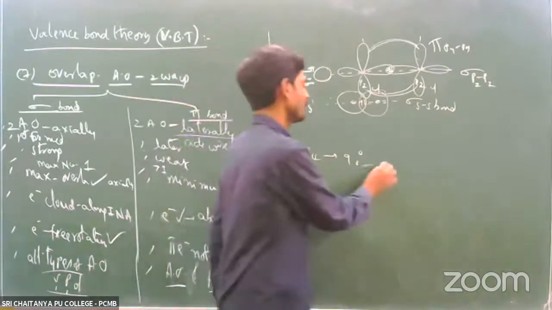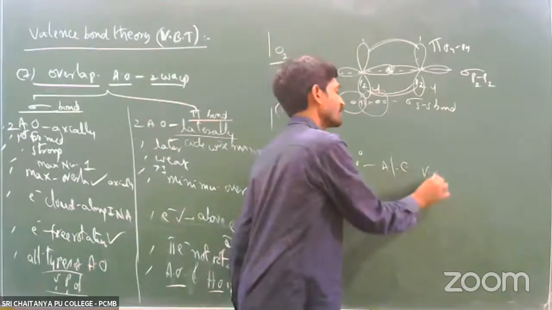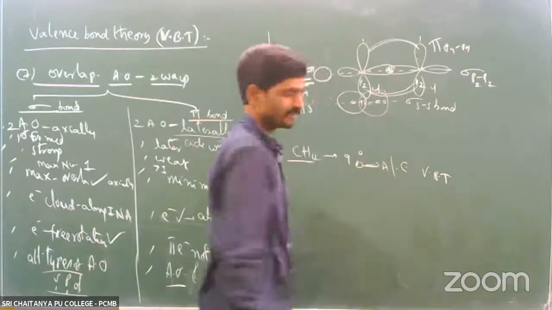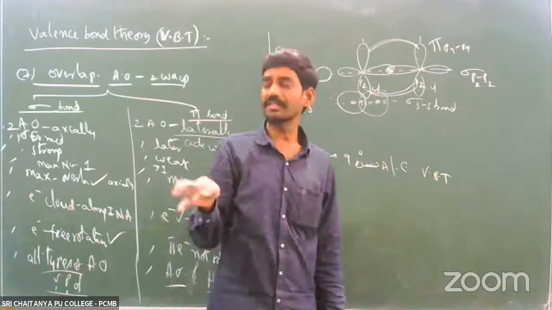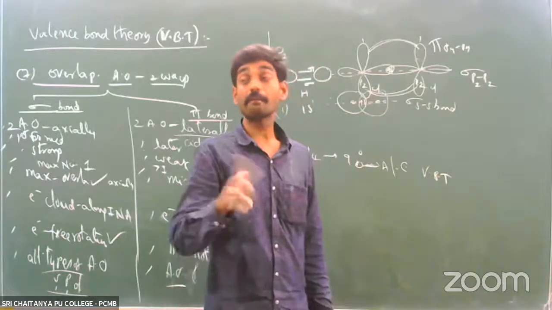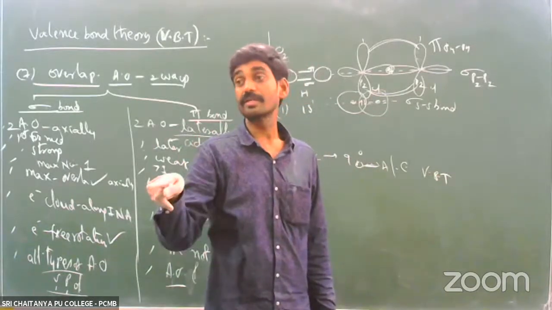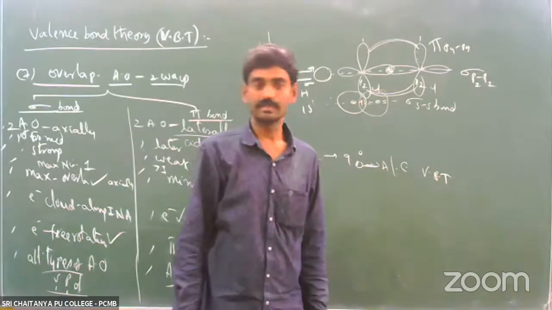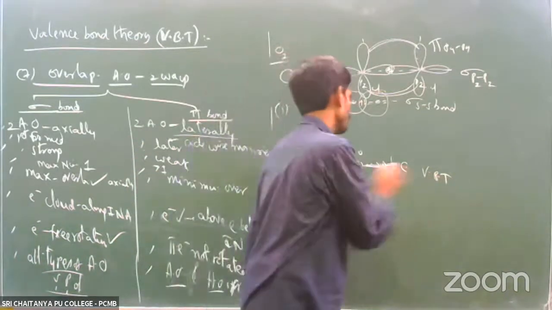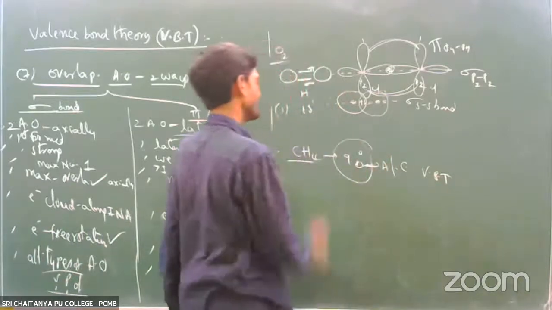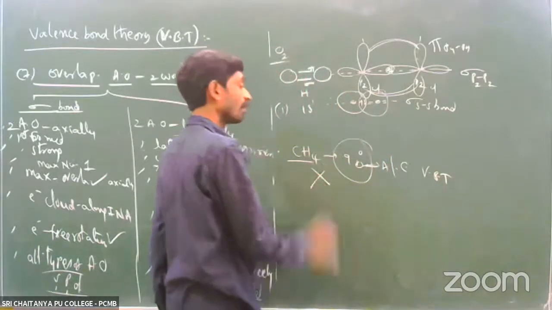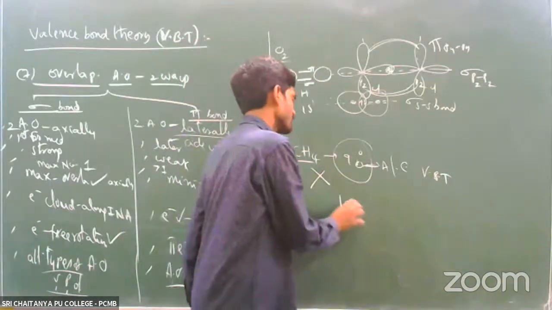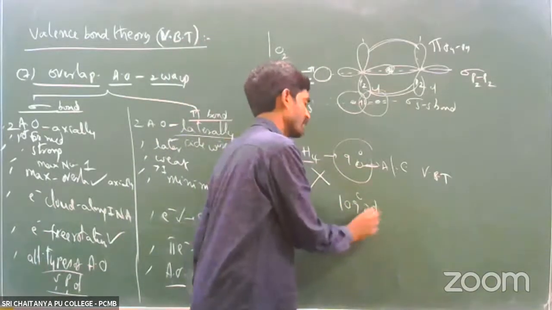According to valence bond theory, why is it like this? Because here the atomic orbitals get overlapped perpendicular to each other with the s atomic orbital of the hydrogen atom, right? But this 90 degrees angle of the methane molecule is wrong. Experimentally, they found that the methane molecule has a bond angle of 109 degrees 28 minutes.